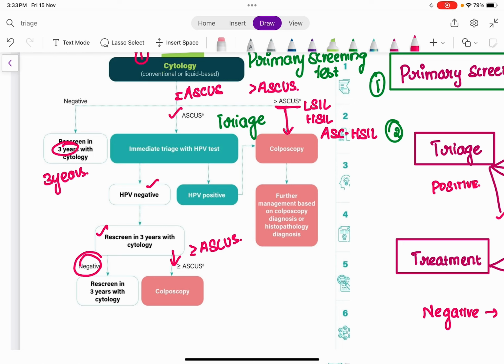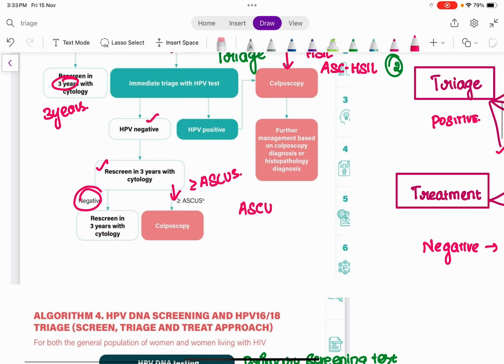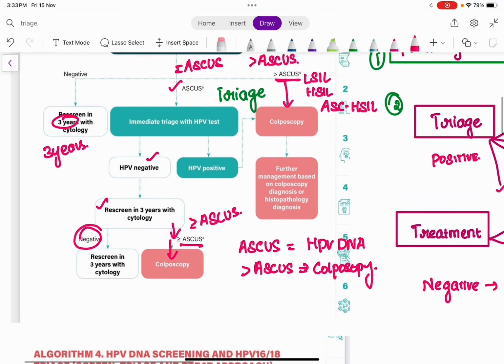So colposcopy, we know that it is a magnifying instrument through which we can take a biopsy from the abnormal looking cervix and send it for histopathological examination. So always remember, anything which is equal to atypical squamous cells of unknown significance, the triage test is going to be HPV DNA. Anything more than atypical squamous cells of unknown significance, the triage test is going to be colposcopy. So here, if the report comes out to be more than atypical squamous cells of unknown significance, you have to follow with the triage test of colposcopy.